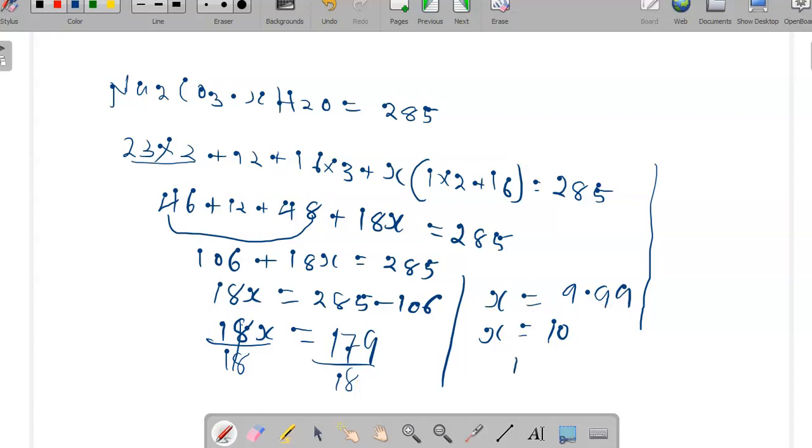So the compound is sodium carbonate decahydrate. Deca, not heptahydrate. Decahydrate. Deca means 10 molecules of water. So that's how you do it, learners.